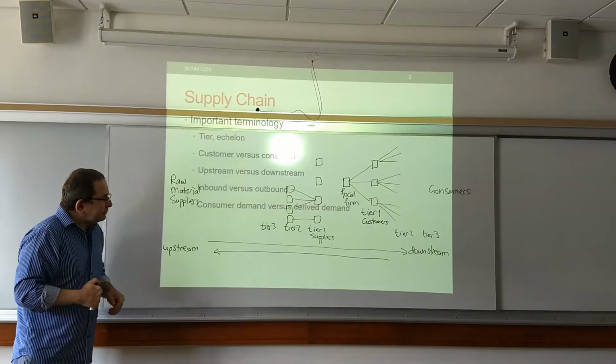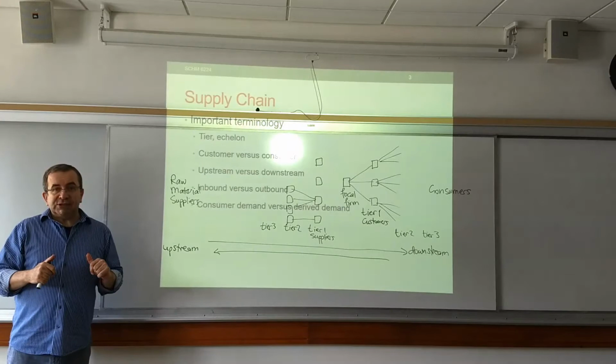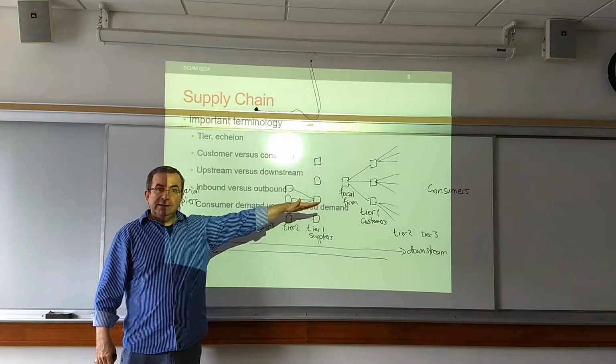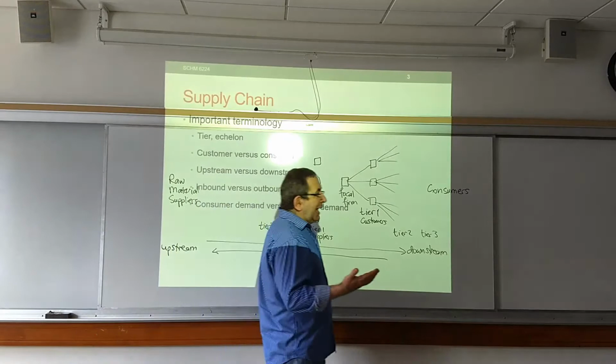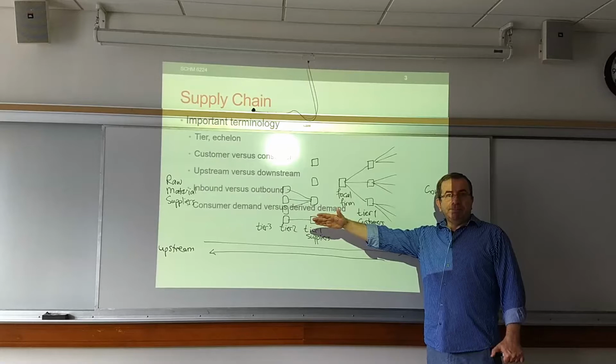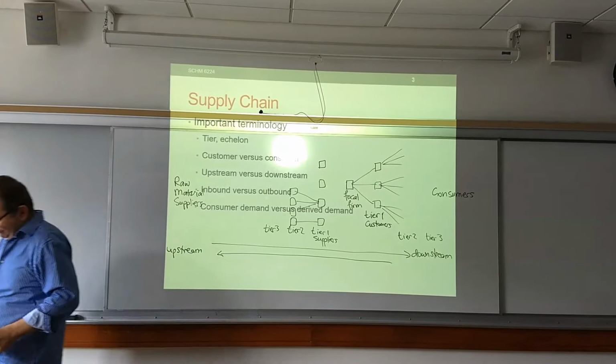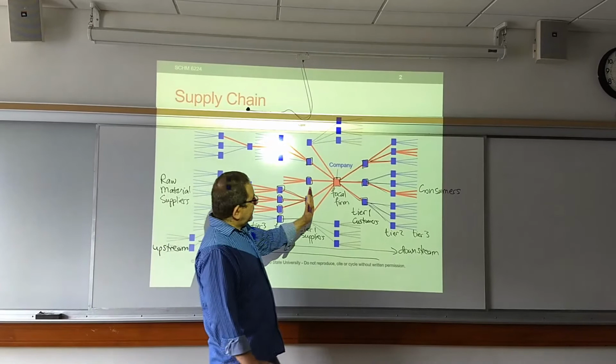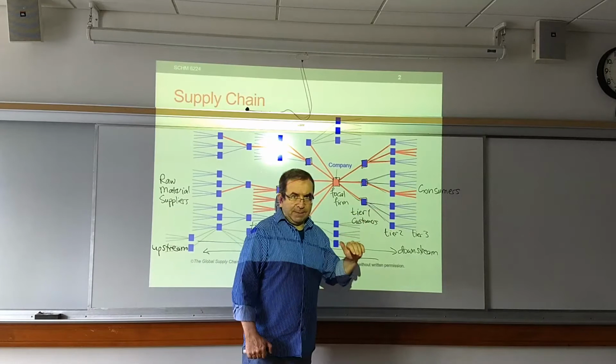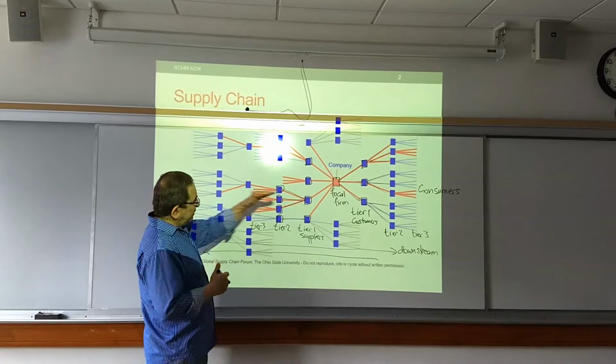Now, there are flows in a supply chain. Something flows downstream, and there's an opposite flow upstream. What goes downstream are products and services. The focal firm sells to customers, the customers sell to their customers, etc. So products move this way from raw material suppliers to consumers. So this is the product flow.